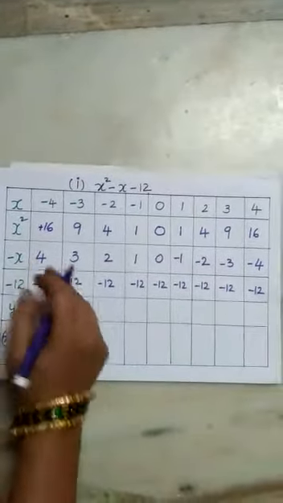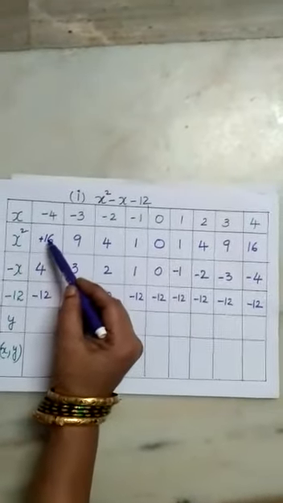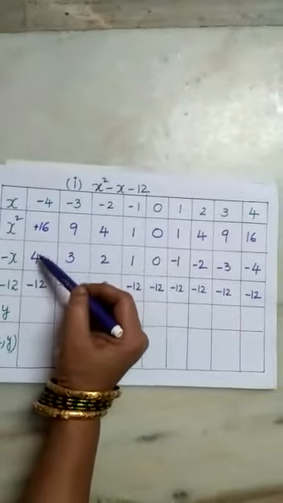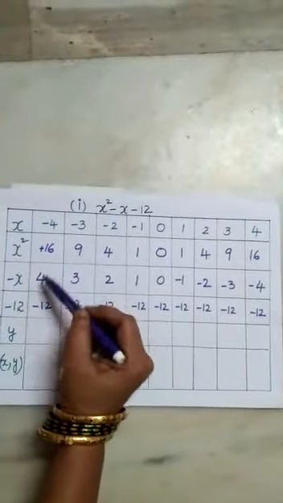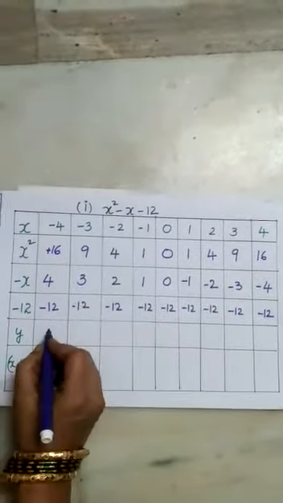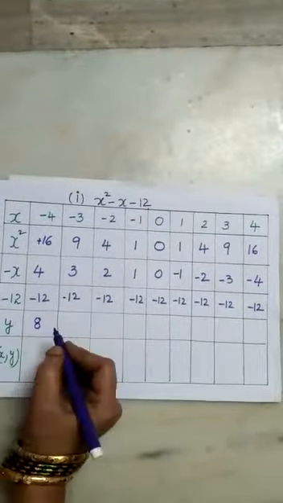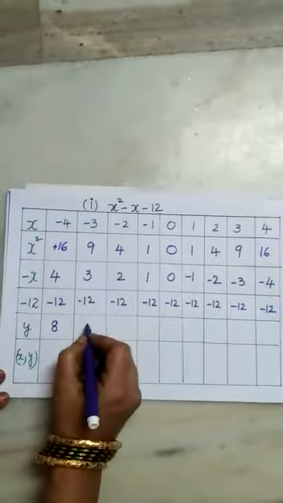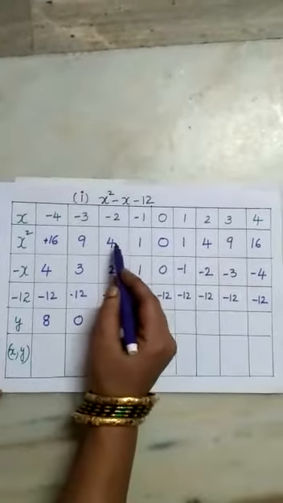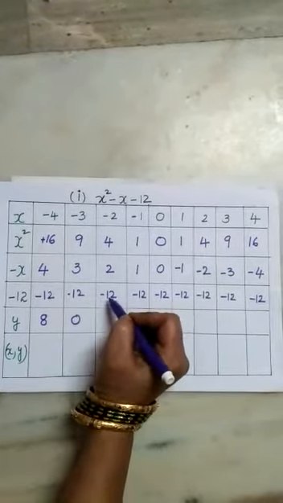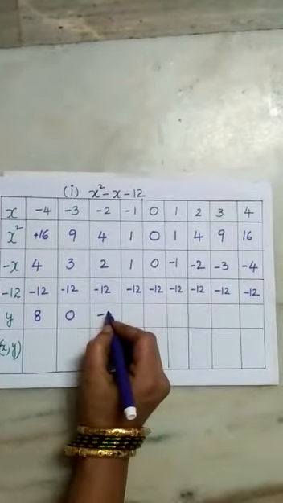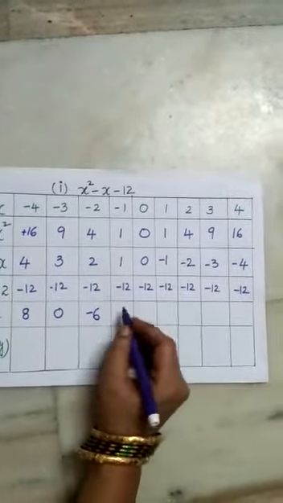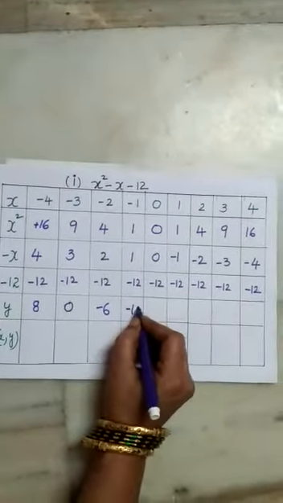Now, after filling these three, what you must do is, the numbers which I have written with the violet color, those numbers you must simplify. So, 16 plus 4, both are positive. So, add 16 plus 4, 20. 20 minus 12, its value is 8. So, write 8 here. 9 plus 3, 12. 12 minus 12, its value is 0. So, write 0. Now, 4 plus 2, 6. 6 minus 12, that is minus 6. So, you'll get here minus 6. And then 1 plus 1, 2. 2 minus 12, that is minus 10. So, write here minus 10.